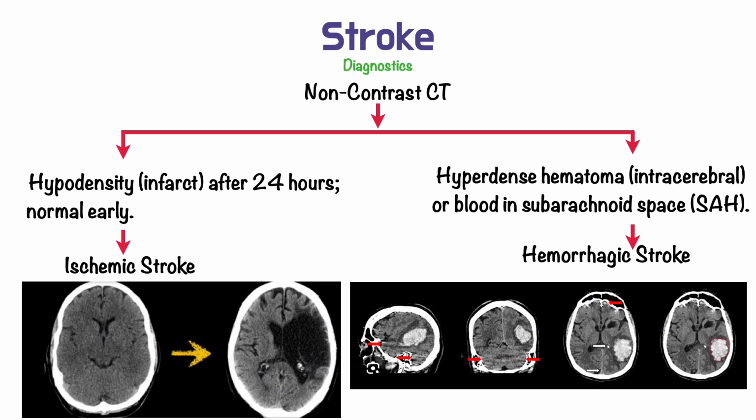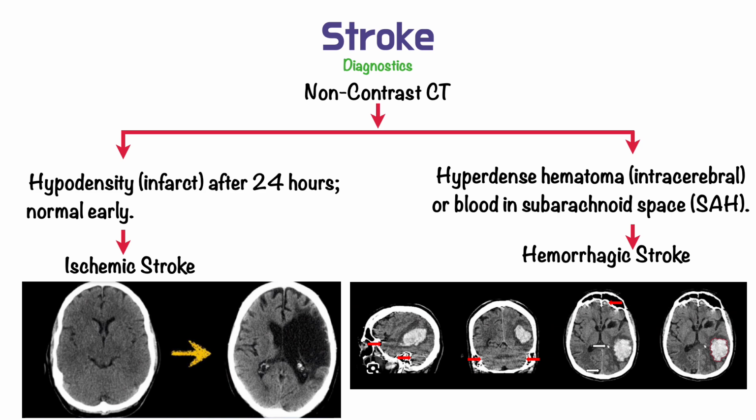So let's talk about diagnostics. What actually happens is we do a non-contrast CT, that is computed tomography, and if hypodense areas are found in non-contrast CT after 24 hours, that is infarct, like you see in ischemic stroke. So if you find hypodense regions, as in the non-contrast CT I have attached in here, that leads to the diagnosis of ischemic stroke. It doesn't show early because it is normal, as there is no infarct formation yet, and it appears after 24 hours.